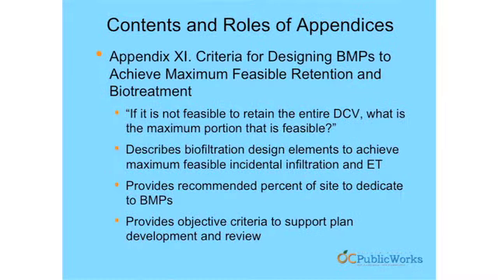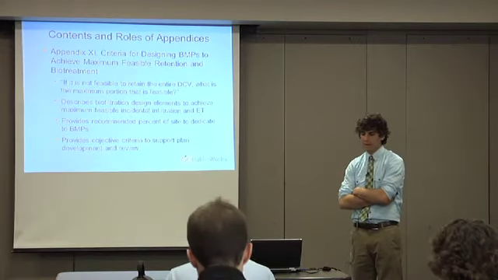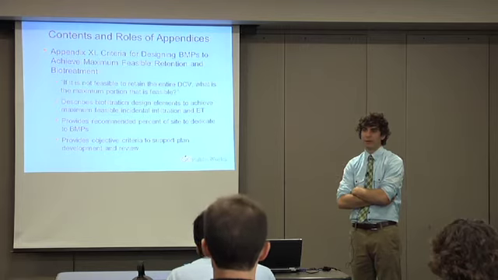Appendix 11 was really related to North County. It provides some good, or no, sorry, I'm thinking of the wrong appendix. Appendix 11 is one that you'll get to know well if you have a case where someone's saying, well, I can retain half, but my site is too small to do the rest. How do I show that half is all I could do?